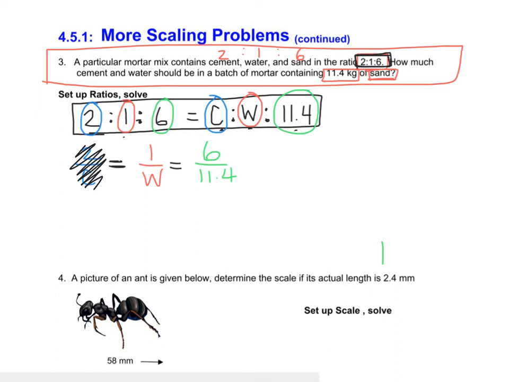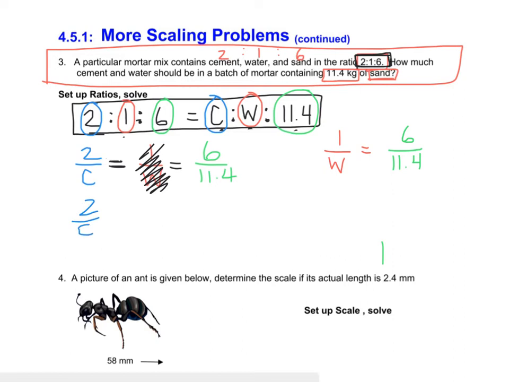So the first proportion I will actually have is 1 over W is equal to 6 over 11.4. So that's the first one. The second proportion, if I wanted to find C, I would just want to find C and not worry about the W. So I would set up the second proportion as 2 over C is equal to 6 over 11.4.